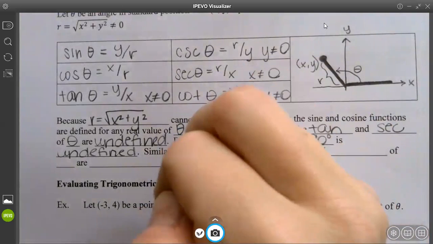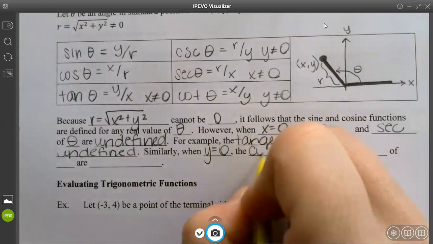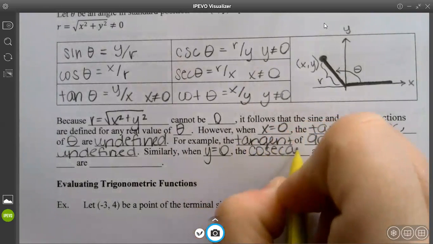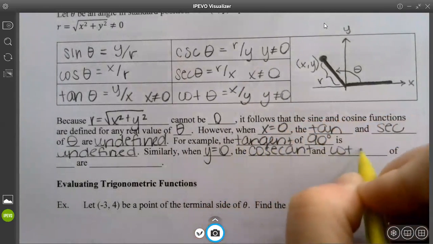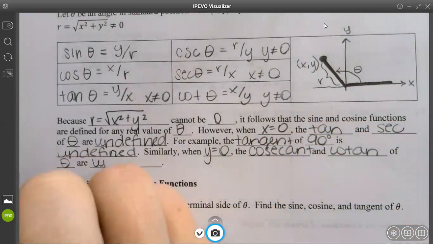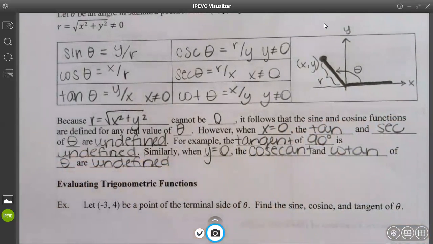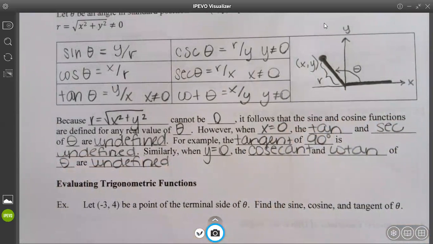And so similarly, when y equals 0, which ones are undefined? Cosecant and cotan of theta are undefined. So all that paragraph is doing is explaining to you which ones are going to be undefined. And you already knew that because we can't divide by 0.